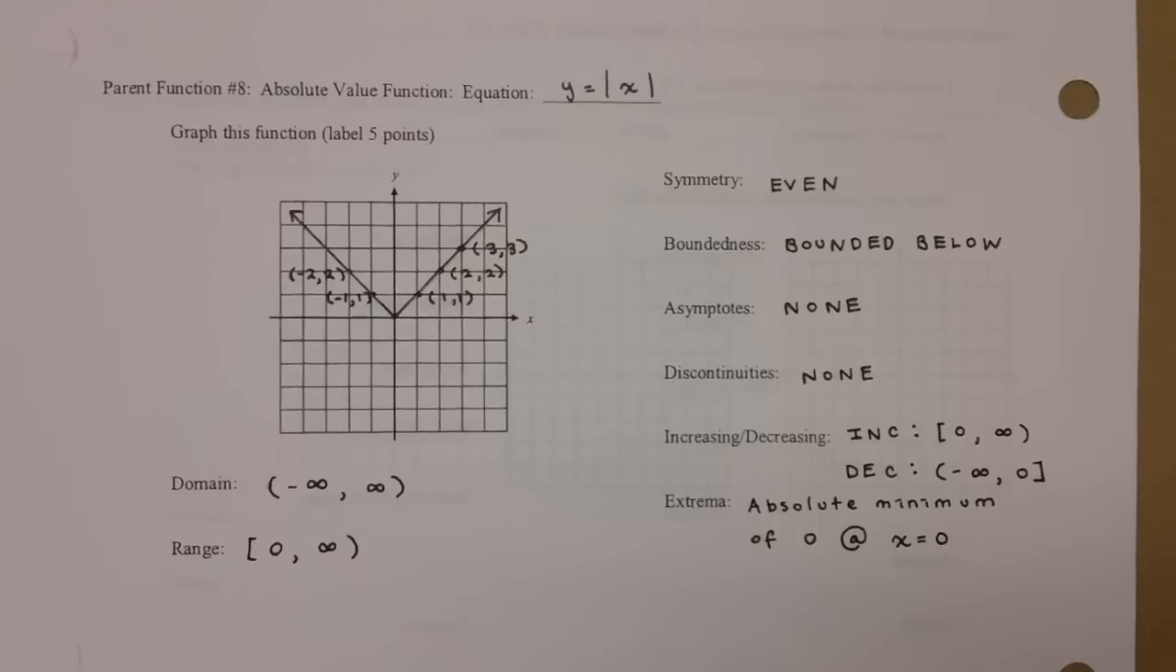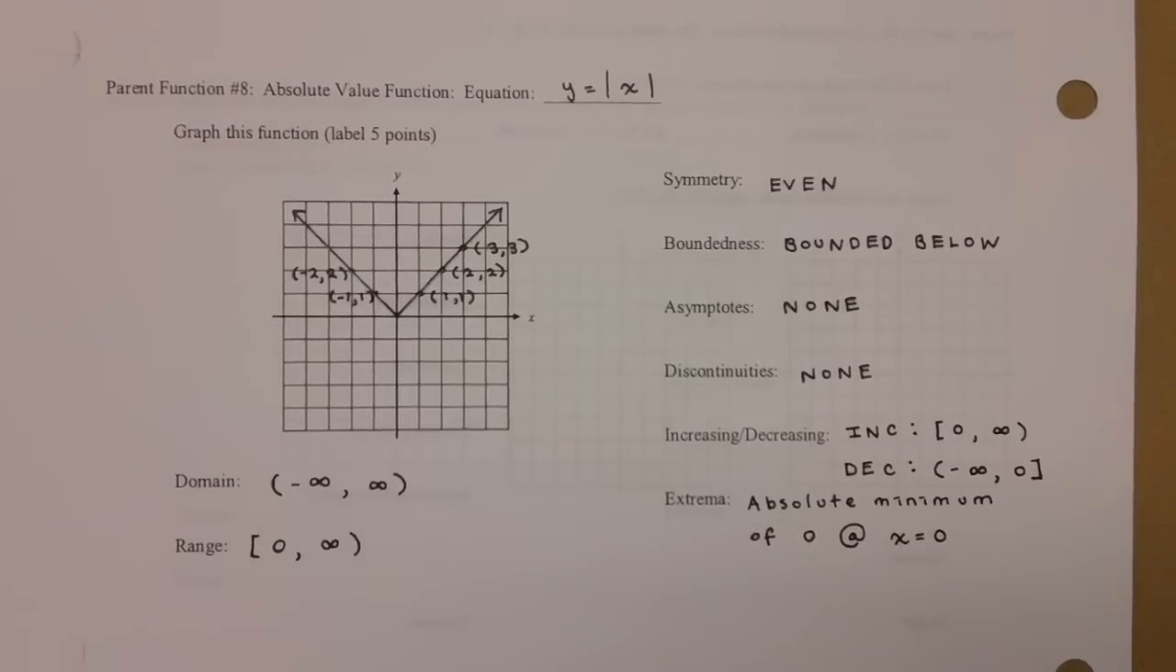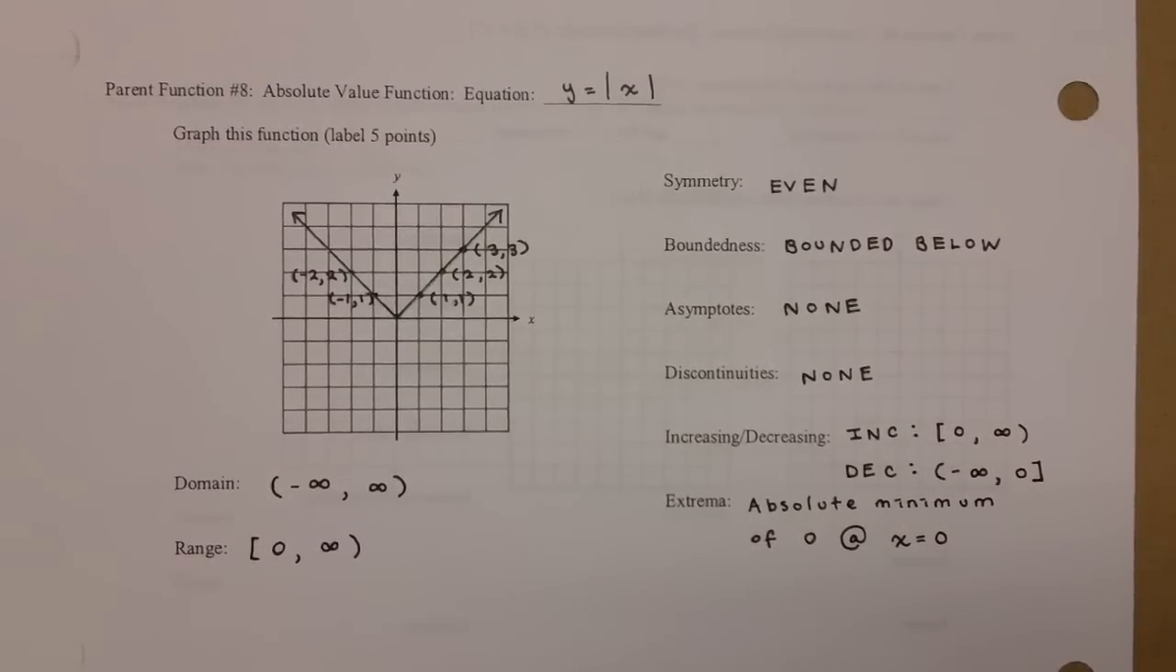Okay, for parent function number 8, we have the absolute value function. The equation for said function would be y equals the absolute value of x. The graph for the function looks like a giant V, and the domain includes all real numbers, but the range goes from 0 to positive infinity.